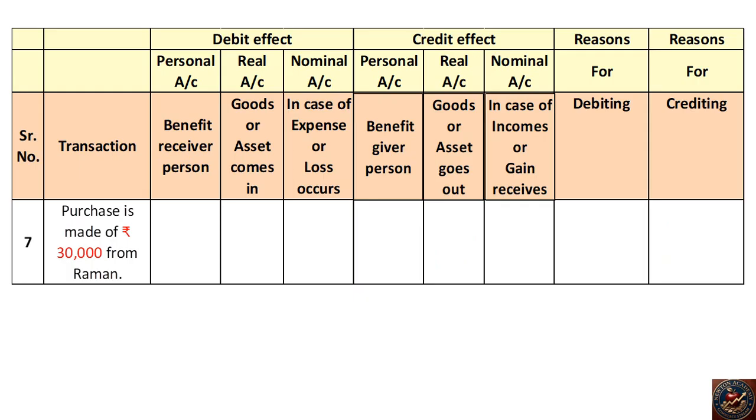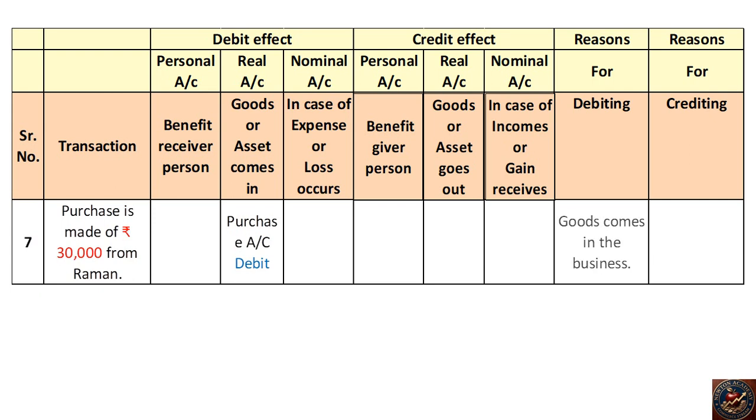Purchase is made of 30,000 rupees from Raman. The debit side. When we purchase goods, it represents trading goods coming into our business. According to the real account rule, we debit what comes in. Therefore, we debit purchase account. The reason for debiting is simple. Goods comes in the business.